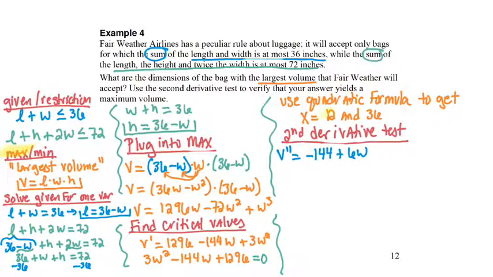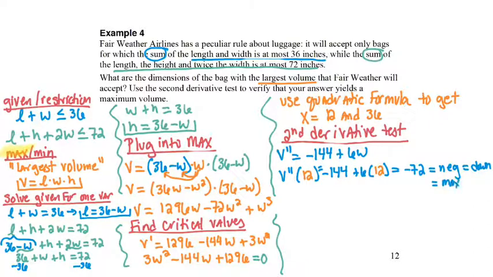So now I can test my critical numbers in the second derivative. My first critical number is a 12, and as I plug that in, I get negative 72. What I care about is because it's negative, I know it's concave down, and that means I have a maximum, which is what we're looking for, the largest or maximum volume.